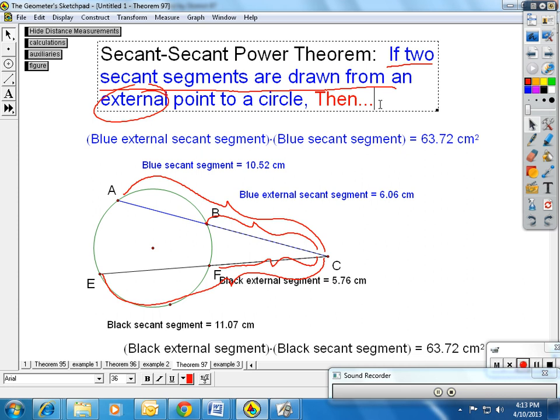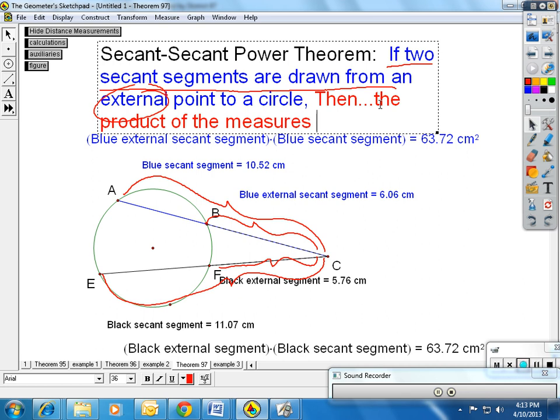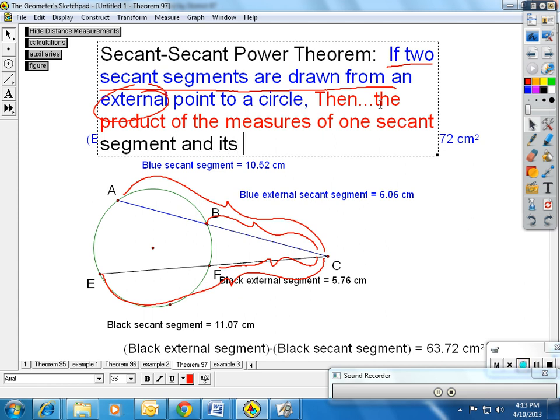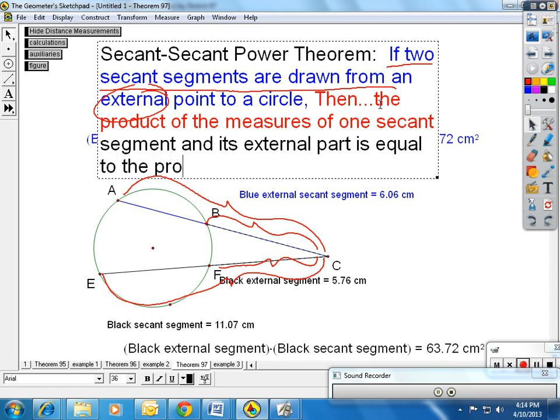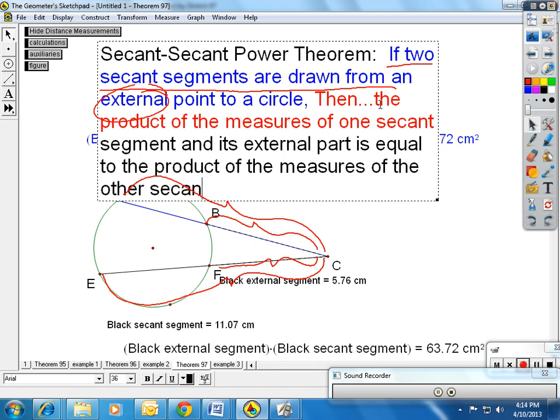Let's finish writing this one. I think I forgot to do that on the last one. You'll have to get that in your book written out here. So, if two secant segments are drawn from an external point, then again the product, we're multiplying, of the measures of one secant segment and its external part is equal to the product of the measures of the other secant and its external part.